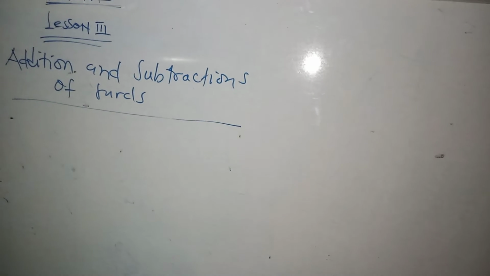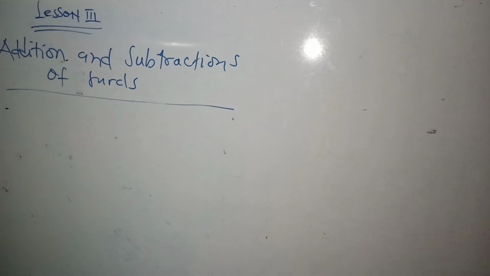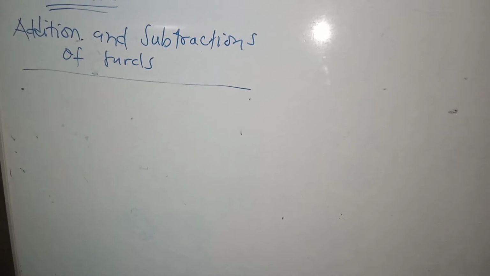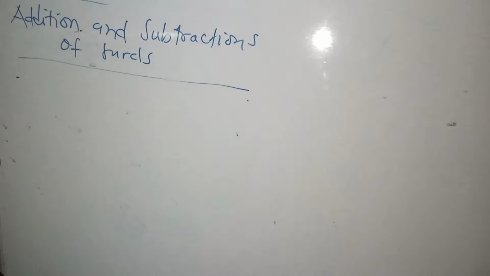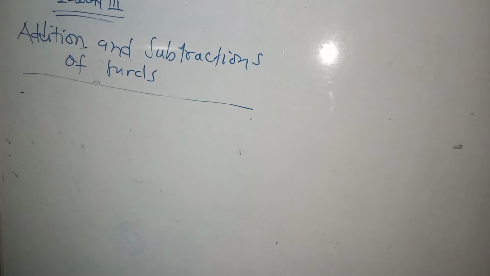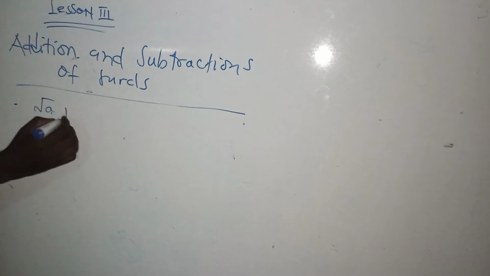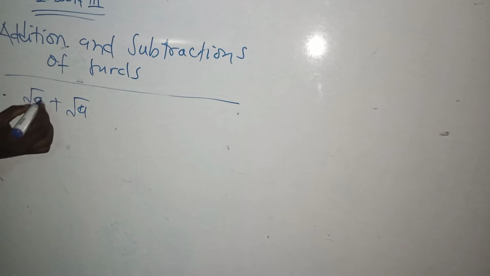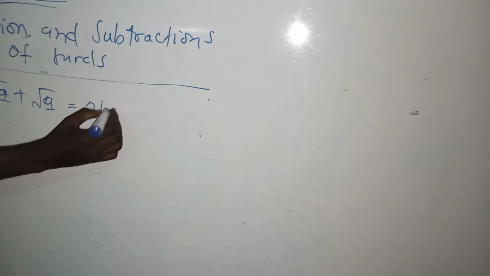Now, you can only add and subtract when the numbers under the root signs are the same. So the numbers under the root signs are the same. That is when you can add or subtract. For example, if you have root a plus root a, the numbers under the root signs are a. You can add. This will give you 2 root a.